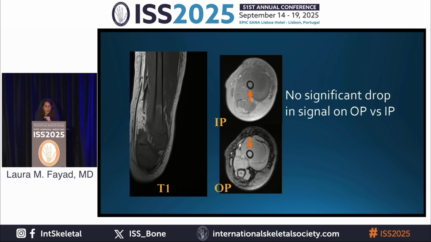So back to our 2-year-old fracture case. We see no drop in signal on the out of phase compared with in phase, so now we should be worried about marrow-replacing disease. And we don't just look at this visually. There is a quantitative metric.